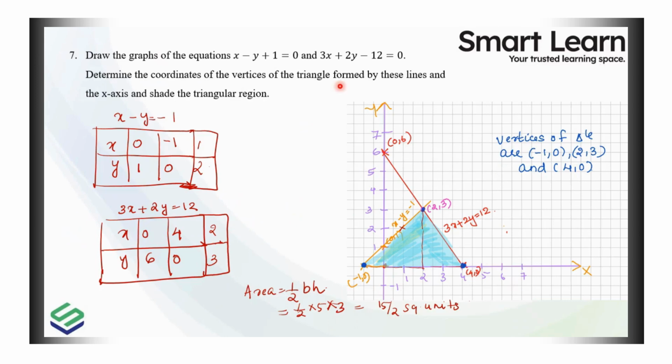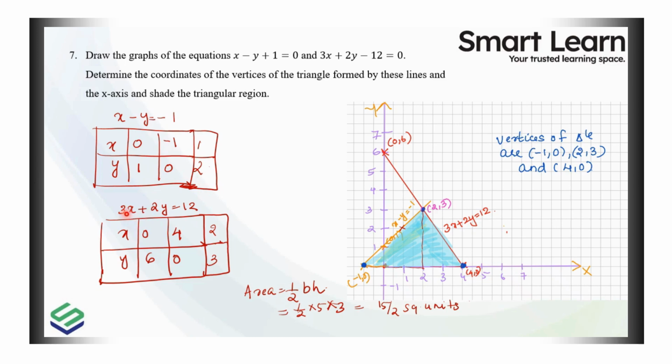Next question. Draw the graph of the equations x minus y plus 1 equal to 0 and 3x plus 2y minus 12 equal to 0. So here first I will write x minus y is minus 1, 3x plus 2y is 12. When x is 0 and y is 0, that I kept as standard. When x is 0, y will be 1. When y is 0, x will be minus 1. This I will keep blank now.